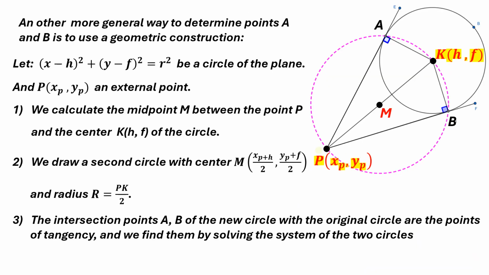Another more general way to determine points A and B is to use a geometric construction. In this method, shown in this page, the points of tangency, A and B, are obtained as the intersection points of the two circles in the geometric construction.